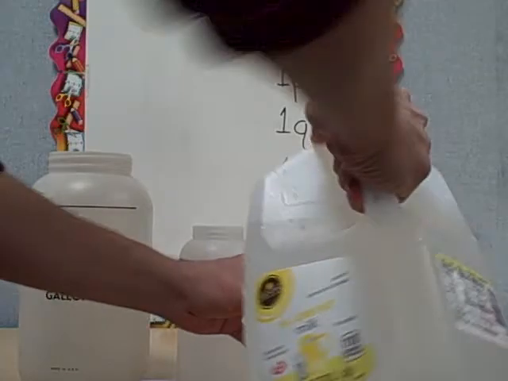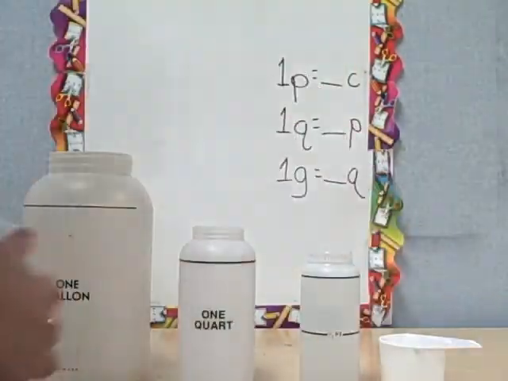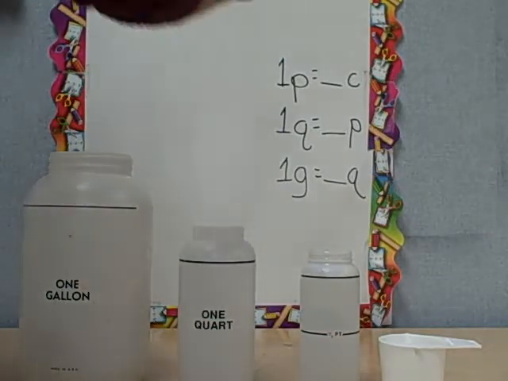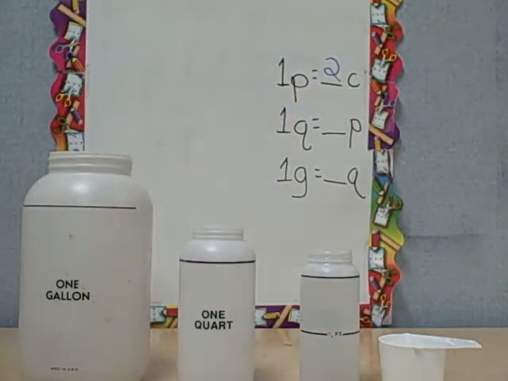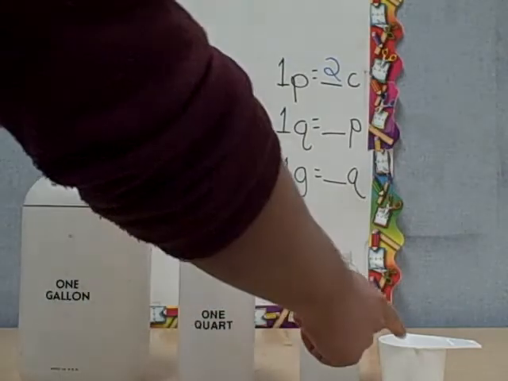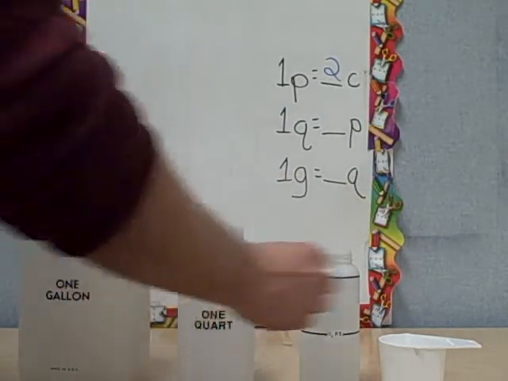So how many cups did I fill in for my 1 pint? The answer is 2 cups. Fill up the pint container. Now that I know that 2 cups fill up the pint, how many pints fill up 1 quart?